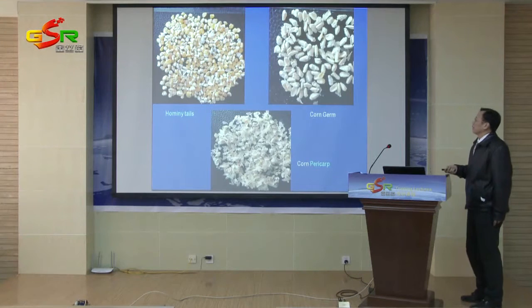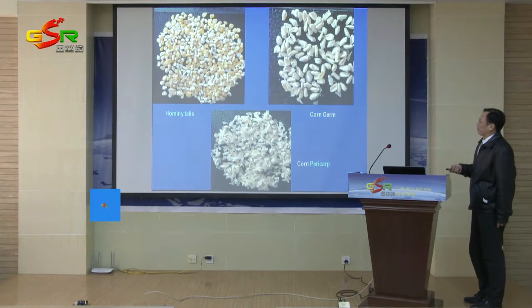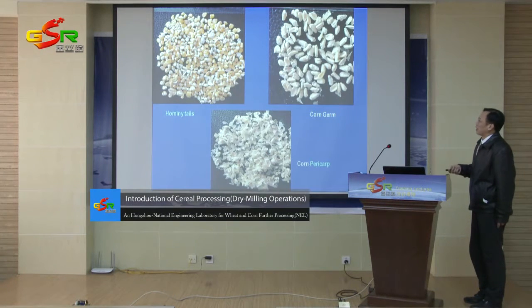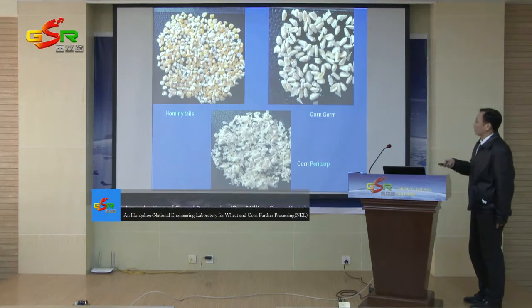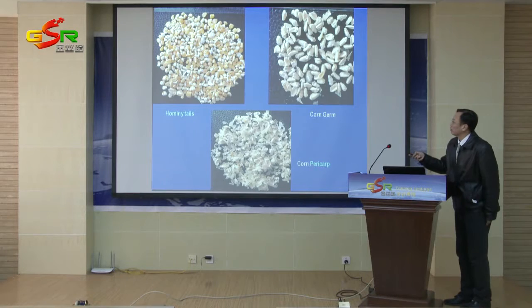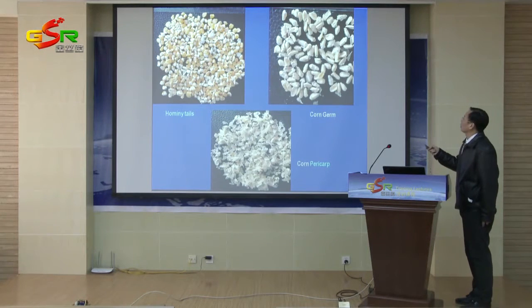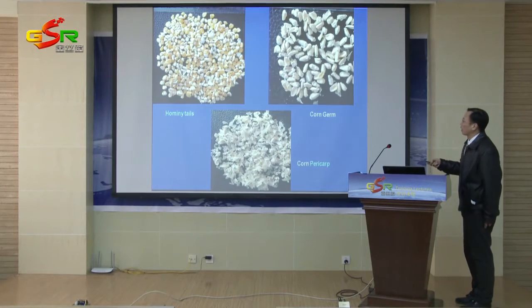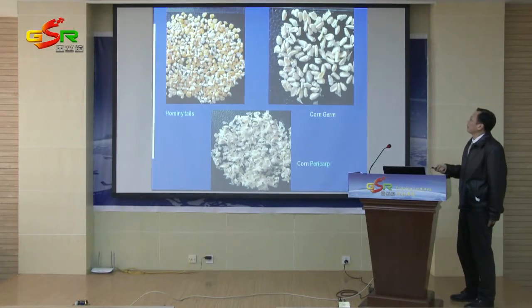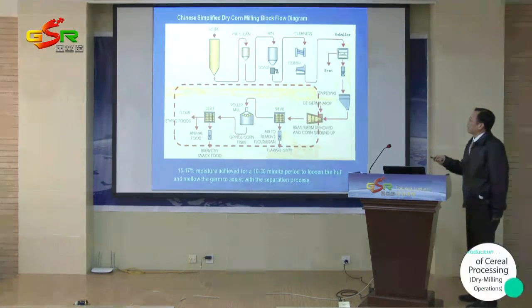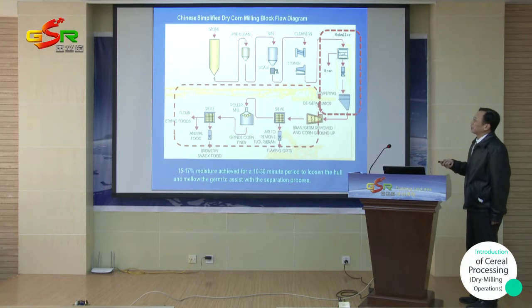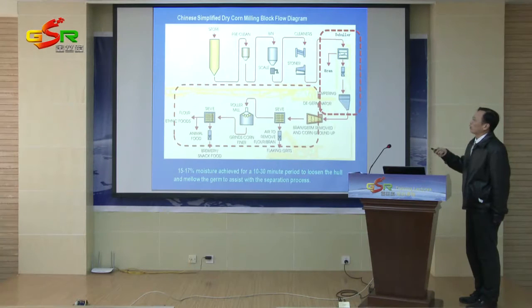And this picture shows the product from the degerminator. This is the hominy tail, this is the corn germ, and this is the corn bran, corn pickup. And this is a figure showing a different dry milling for corn in China.